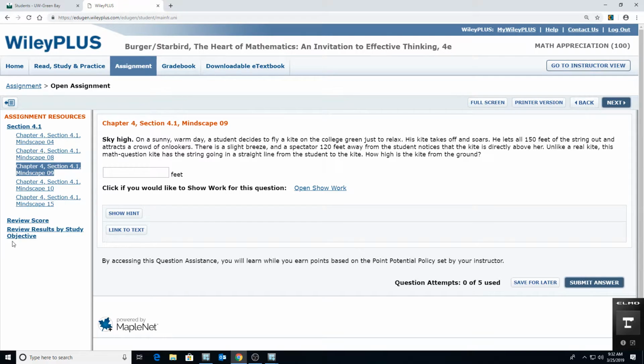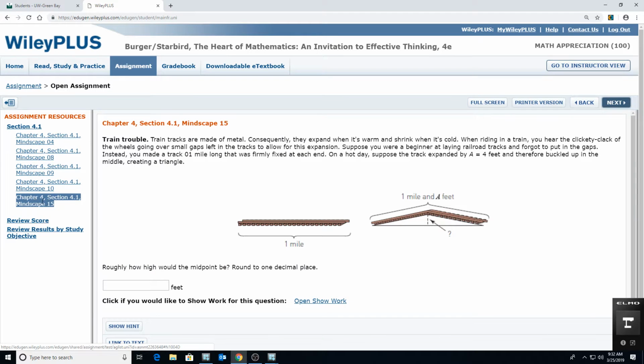And then number 15 as well, the railroad track one. So on this railroad track problem, the railroad track was a mile long, and then it expanded by 4 feet because of the change in temperature and buckled up. So it has to figure out how high it buckled up. Okay, let's go ahead and switch over to the document camera.